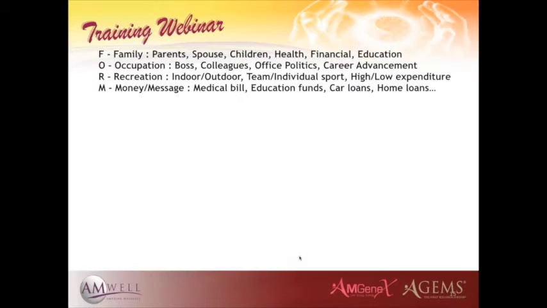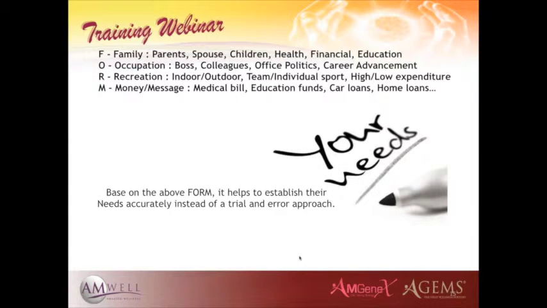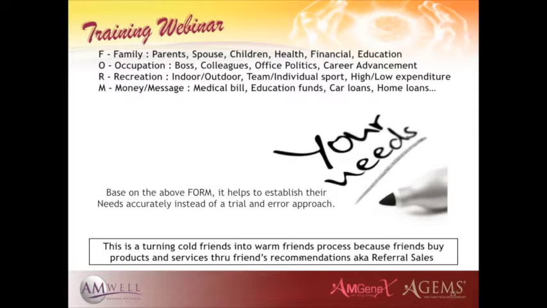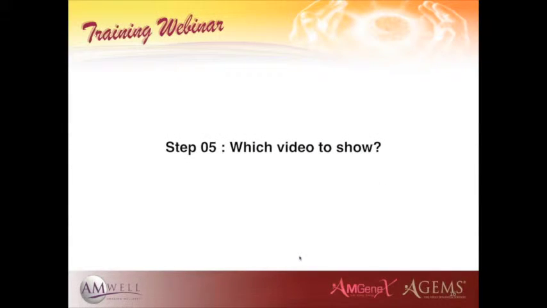Now, understanding this, FORM basically allows you to establish one thing called needs. When you have established their needs accurately, you will be able to give them a pinpoint solution or proposal or approach instead of a trial and error approach. So this is what we call turning cold friends into warm friends process, because friends buy products and services through friends' recommendations, aka referral sales. Always remember this. Once you have done that, step 5, which video to show.